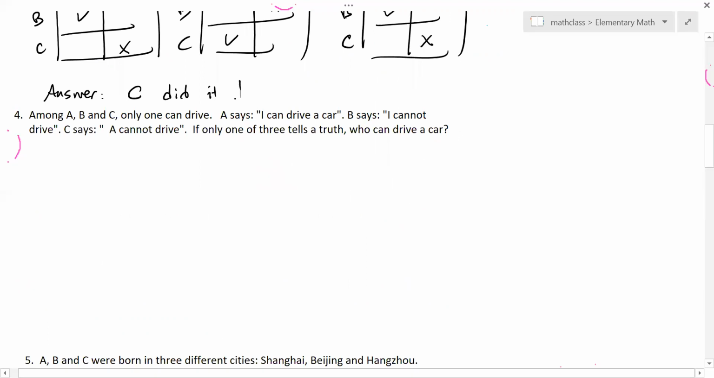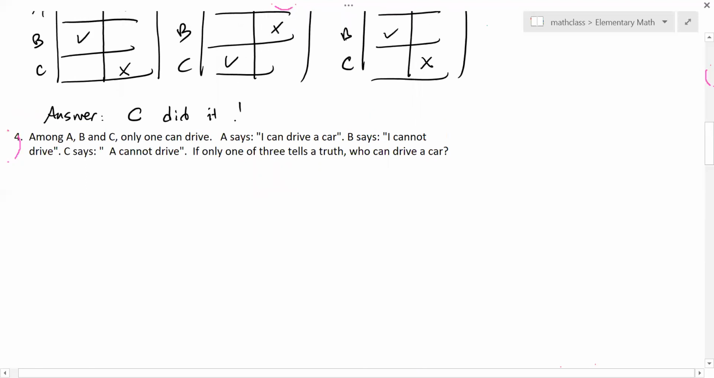All right. Now, among A, B and C, only one can drive. A says, I can drive a car. B says, I cannot drive a car. C says, A cannot drive. So if only one of the three tells the truth, who can drive a car?